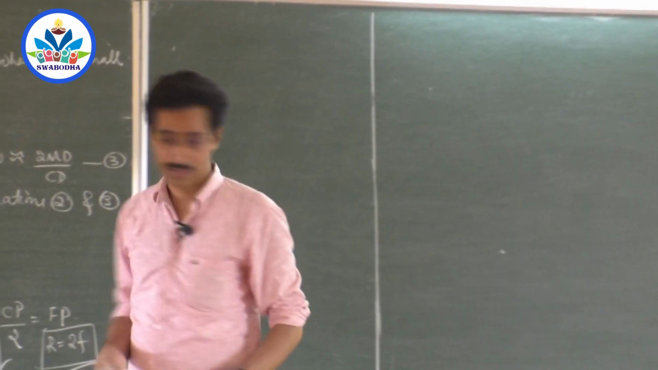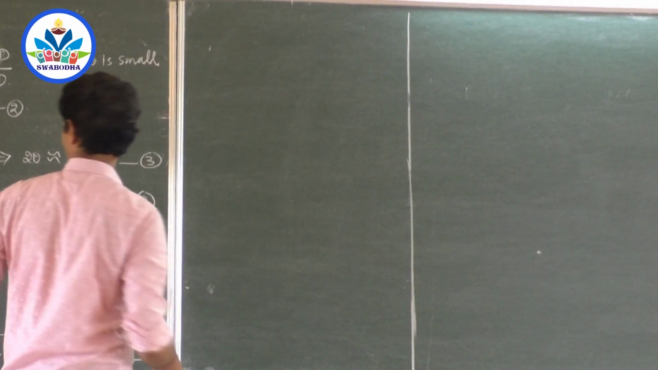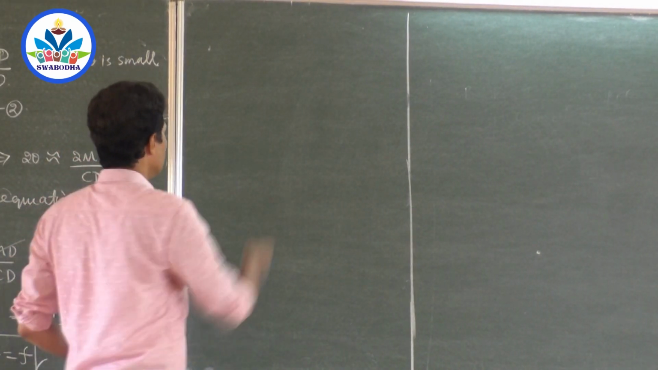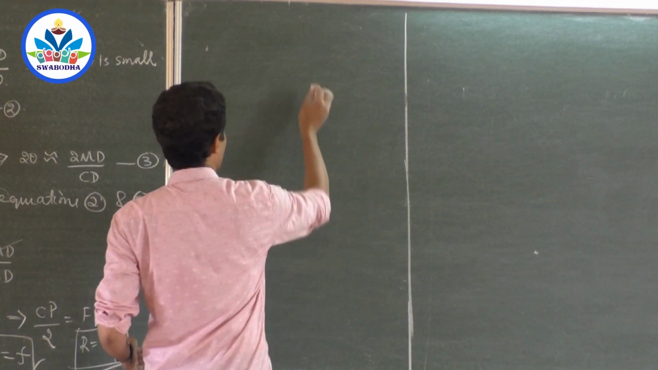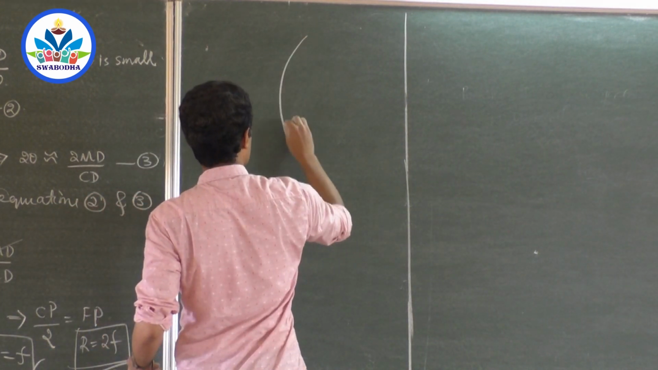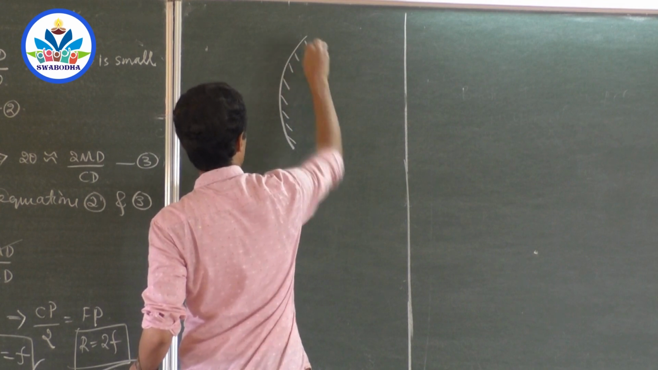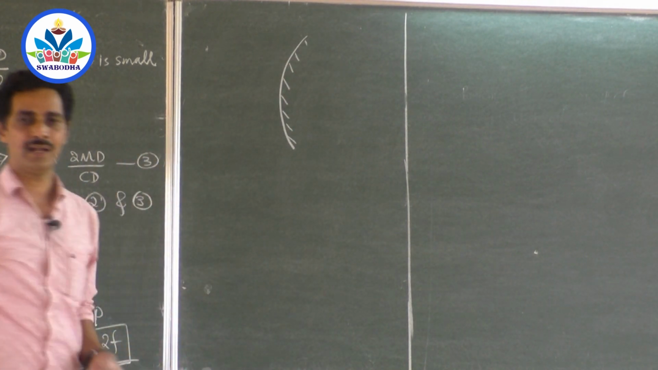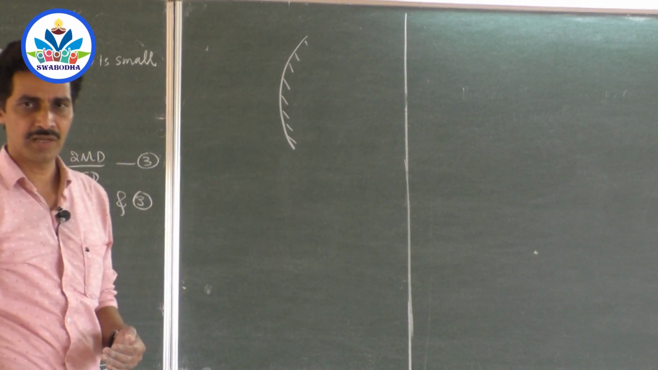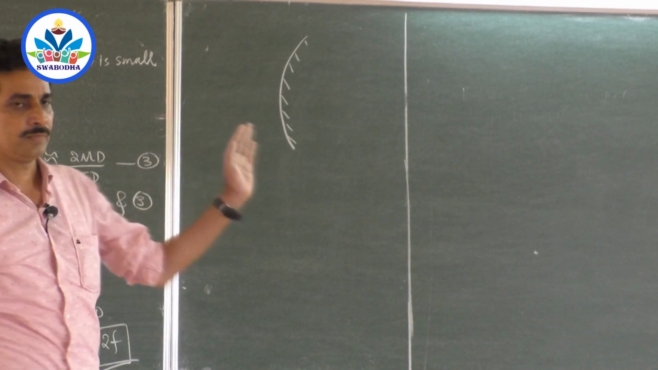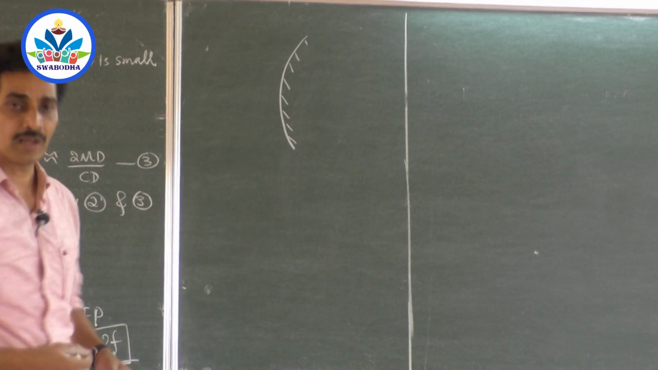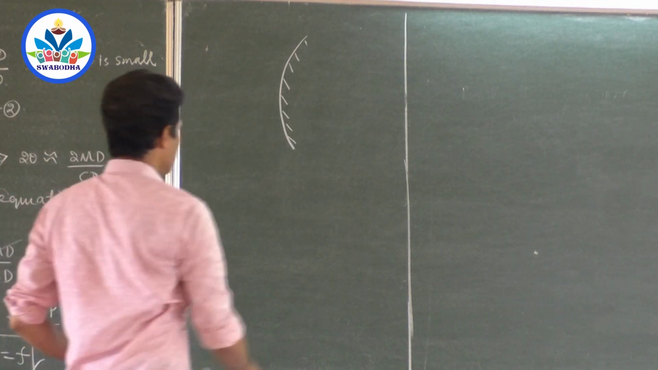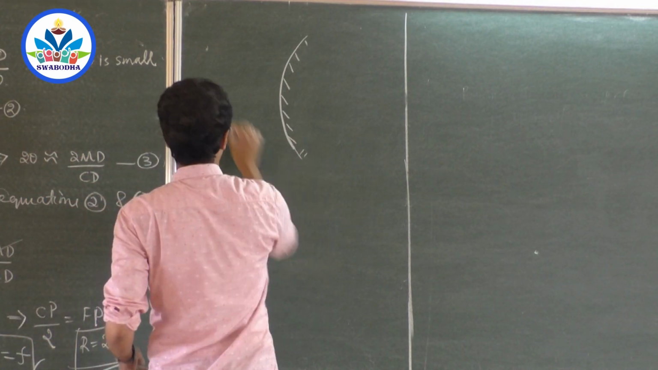Now take a convex mirror. How to draw the ray diagram for the derivation of F equal to R by 2 or R equal to 2F using a convex mirror? Again, I take a convex mirror. See how do I take a convex mirror? I take it in such a way that I give an opportunity for the ray of light to travel from left to right, that is along the positive x-axis. I always follow this rule.